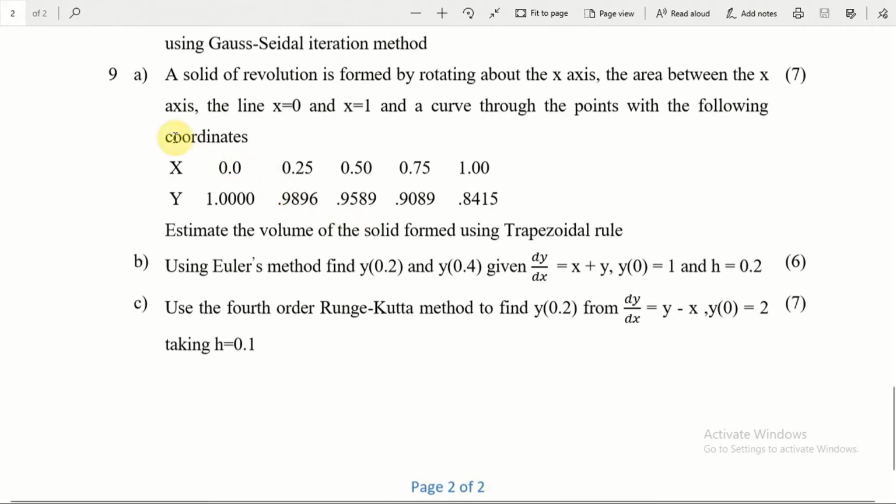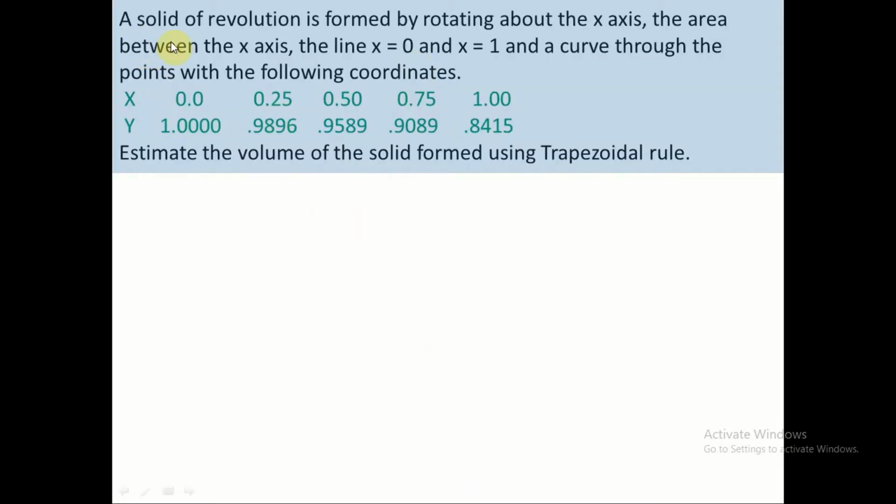First of all, we can take question number 9A. This is our 9A question. A solid of revolution is formed by rotating about the x-axis the area between the x-axis, the line x equals 0 and x equals 1, and a curve through the points with the following coordinates. These are the x and y coordinates. Estimate the volume of the solid formed using the trapezoidal rule.